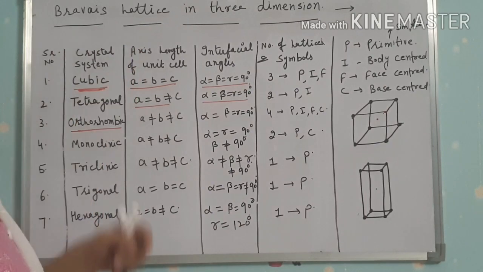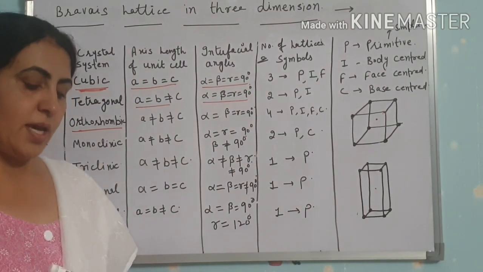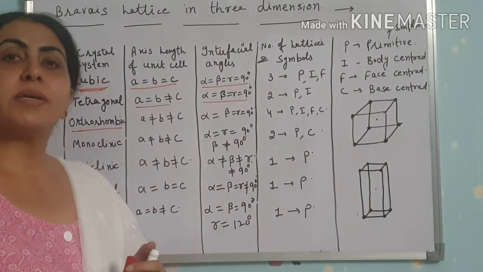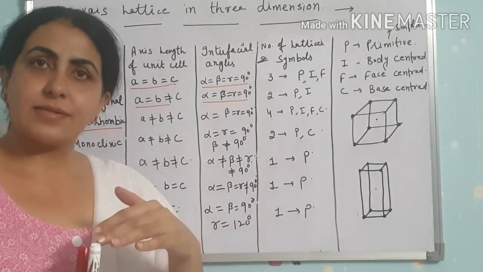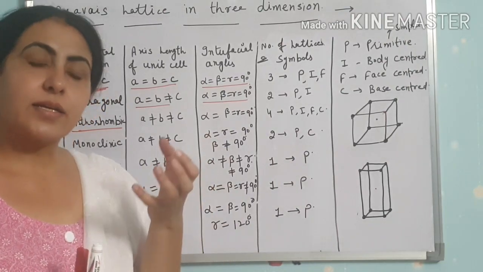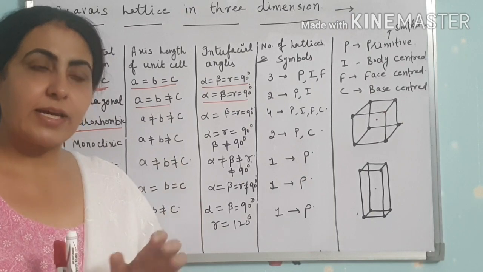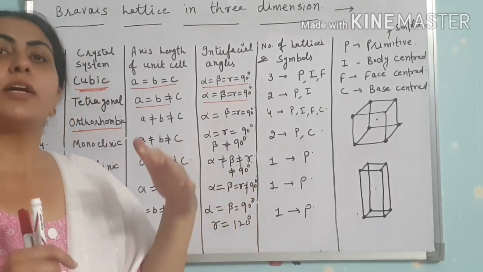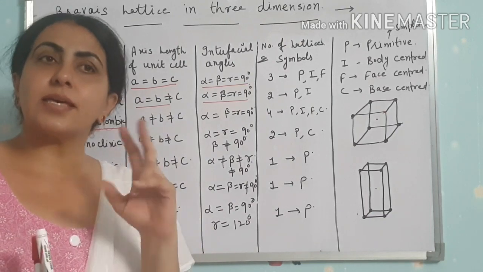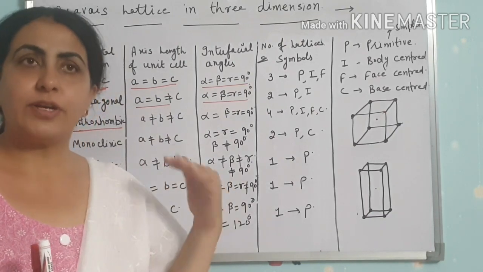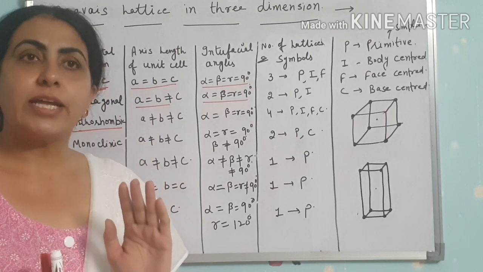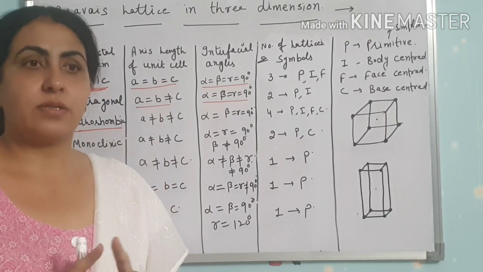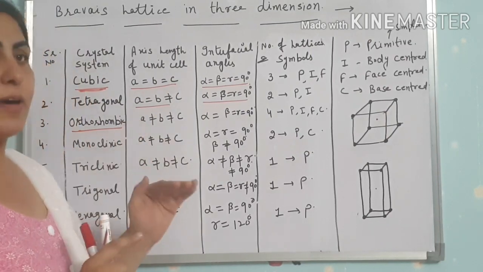Then the Bravais lattices in three dimensions. In three dimensions, on the basis of differences in the axis lengths and interfacial angles, the crystal systems are first of 7 types, which are then subdivided into 14 types. So there are 14 Bravais lattices in three dimensions, 5 in two dimensions and 14 in three dimensions. We will discuss them one by one.